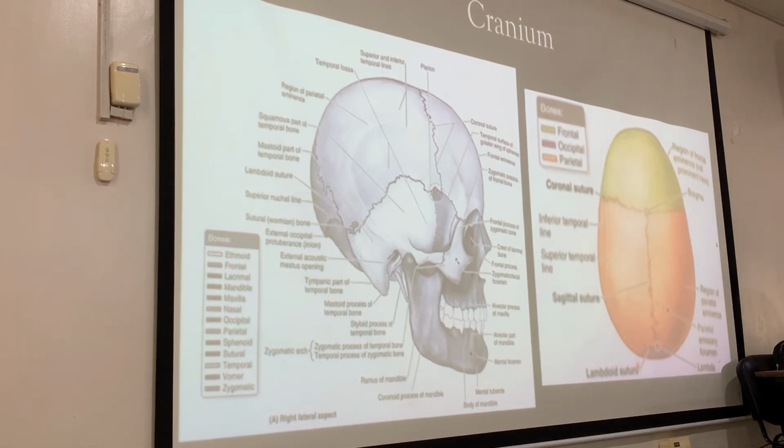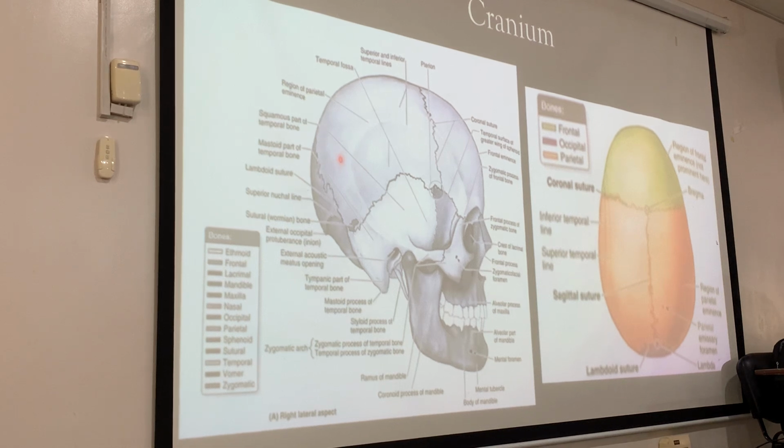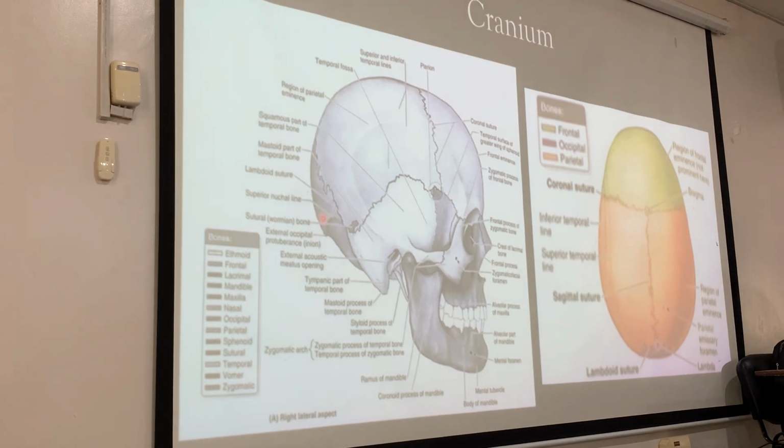And then posteriorly you have the lambdoid suture. This is the lambdoid suture, separating the parietal from the occipital bones. These sutures in the adult become fused, and the joints are now immovable.